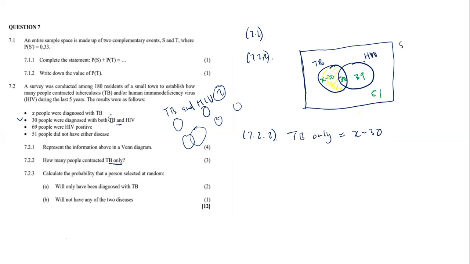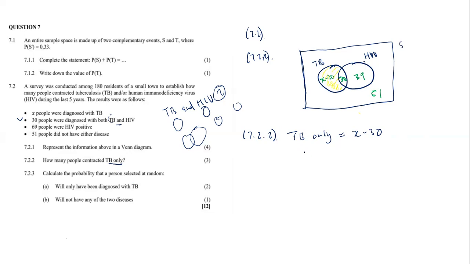So that means we need to calculate X, and then we're going to plug that value of X over here, subtract 30, and we're going to get the number of people who are infected by TB only. So let us determine X first. Okay, this is TB only.